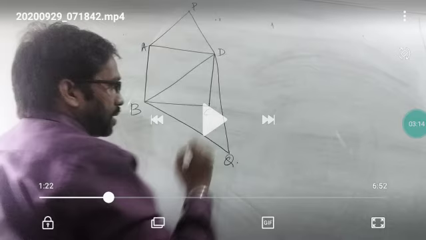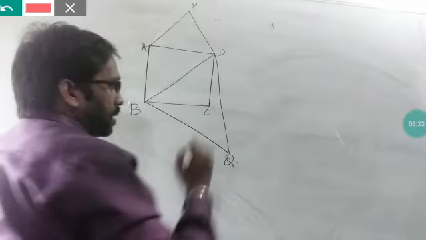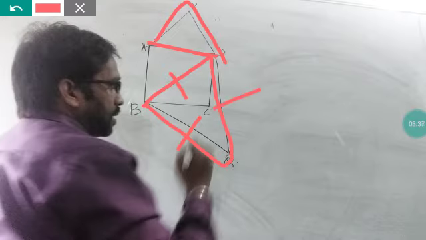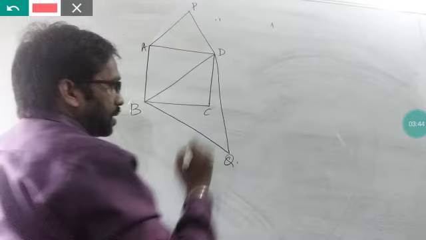This is the complete figure I have drawn. On this one side I have drawn an equilateral triangle. This is the diagonal, and on the diagonal this is also an equilateral triangle, meaning all three sides are equal. We have to find the relation between the areas of these two triangles. Let us see how we have done this.